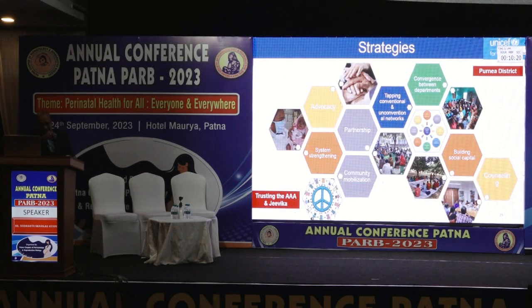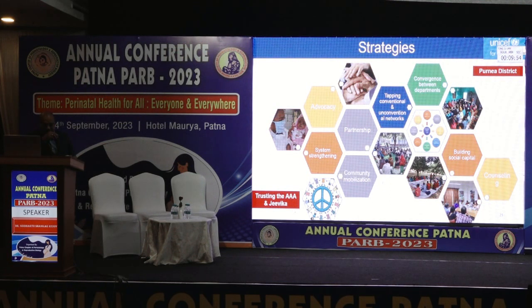The strategy we followed was advocacy at the highest level, including top-level bureaucrats, the Department of Health, ICDS, PHED, and also at the district level, the district magistrate, and the community level, including the PRIs. Then in the system strengthening approach, we engaged all the resources that are available through the system, used only for this intervention.